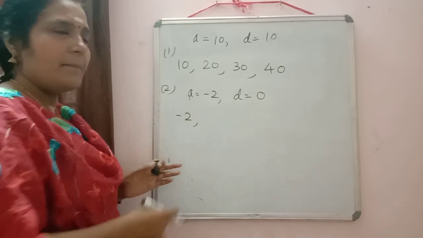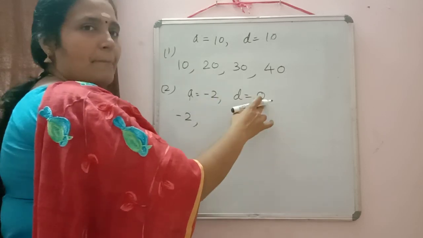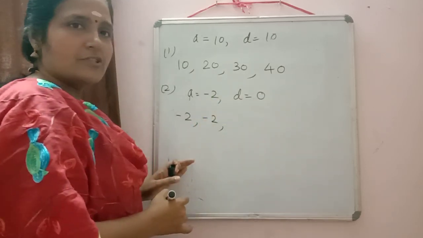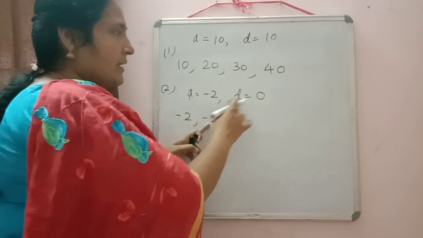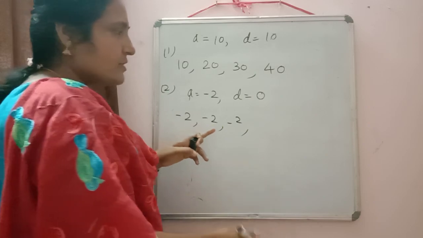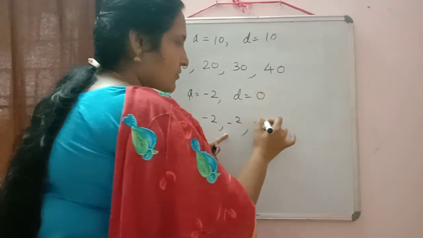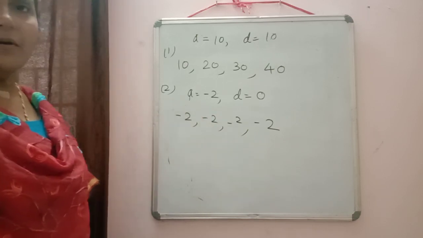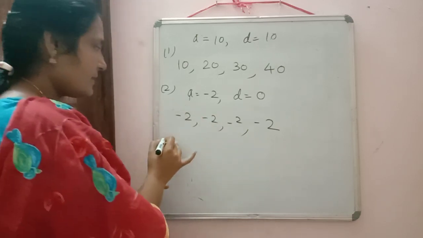Next one what will come? Minus 2 plus 0 will be equal to minus 2. Next one what will come again? Minus 2 plus 0. We'll get minus 2. Next one minus 2 plus 0. So all 4 terms are equal and that is equal to minus 2. Next one.